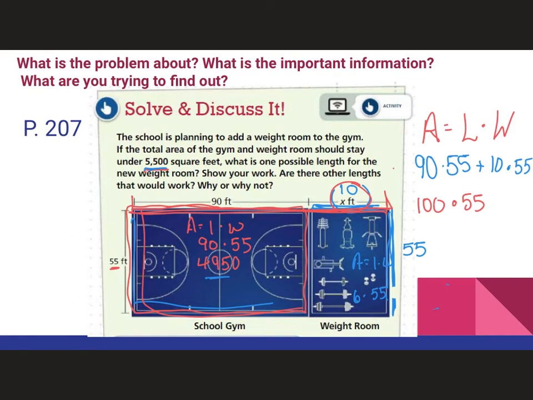But I want you to keep a close eye on these two different strategies. One, where we multiplied it in pieces, and the other one where we added these two things together first and then multiplied by the other dimension. And let's look at another example.